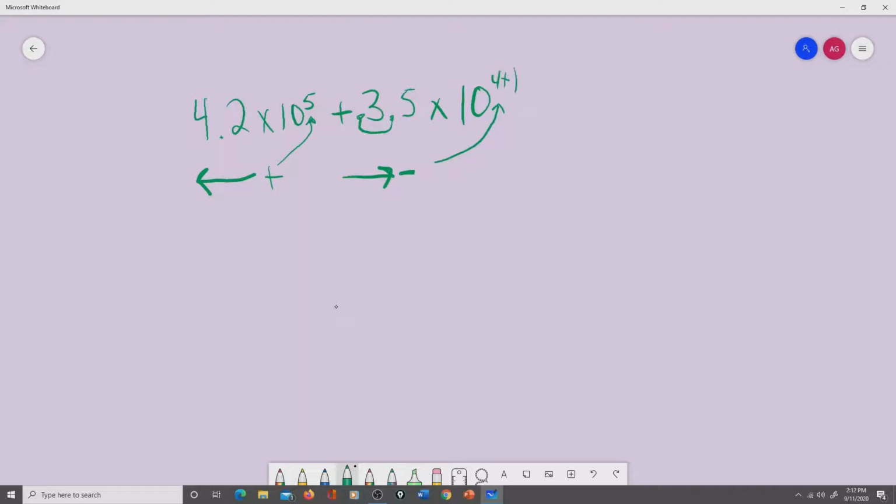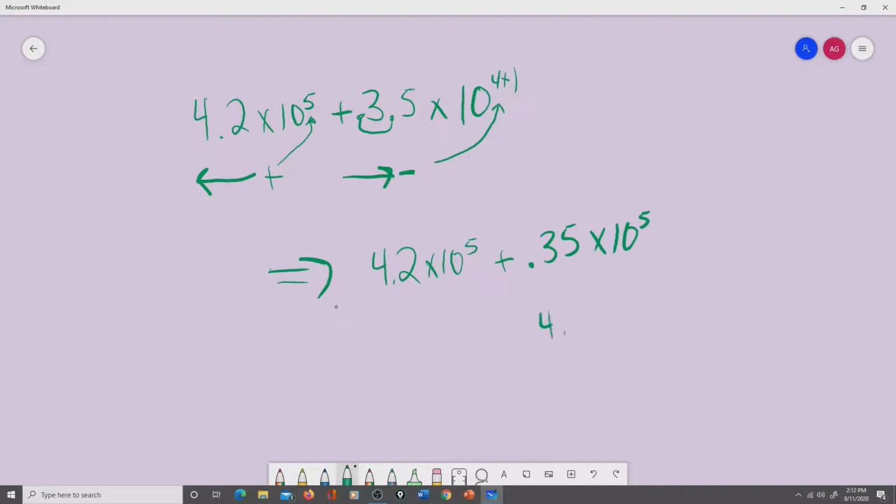So if I'm going to rewrite this now, then I'm going to have 4.2 times 10 to the fifth, and now I'm going to be adding to that 0.35 times 10 to the 5th. Well, now I have exponents that are the same. So with the exponents the same, now I just add these numbers. I use my rule from the previous discussion we had.